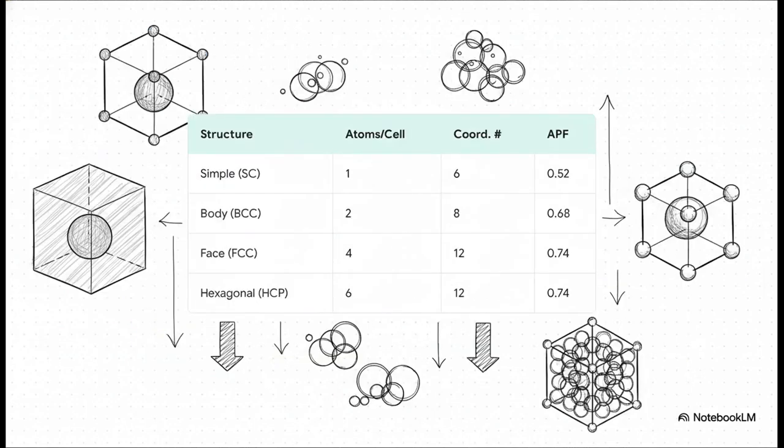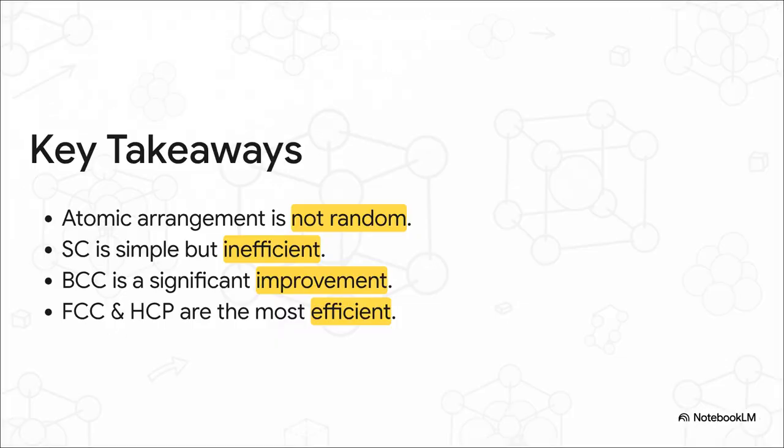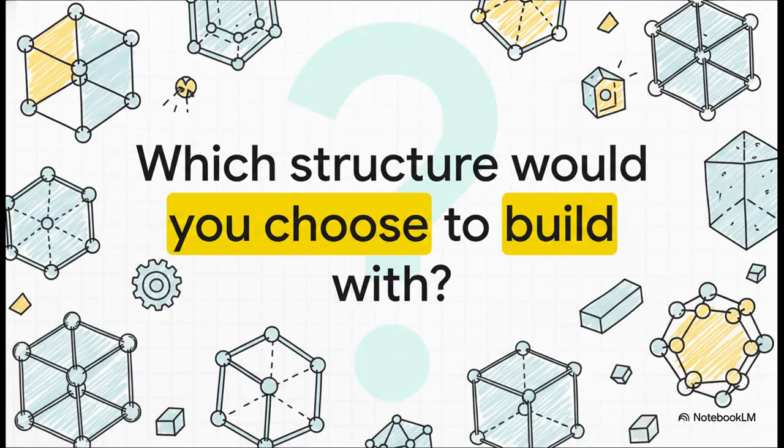Okay, let's put it all together. You can really see the clear progression in density here. So the big takeaway? Denser packing often leads to materials that are more malleable and ductile. And why does this matter? Well, this hidden architecture is what dictates a material's real-world properties.